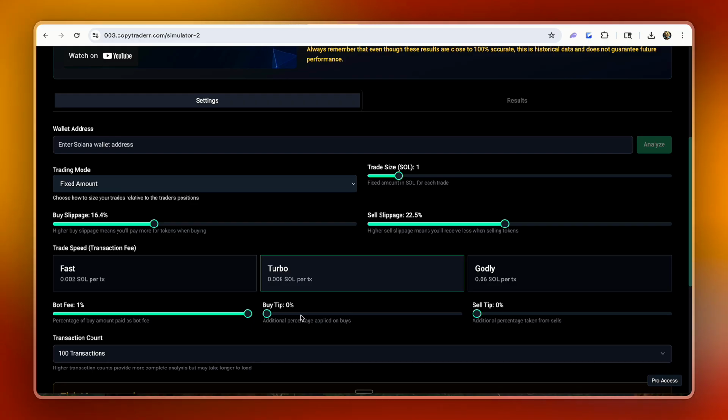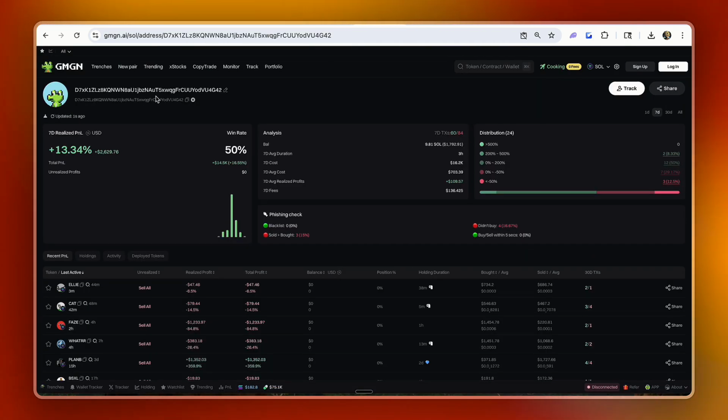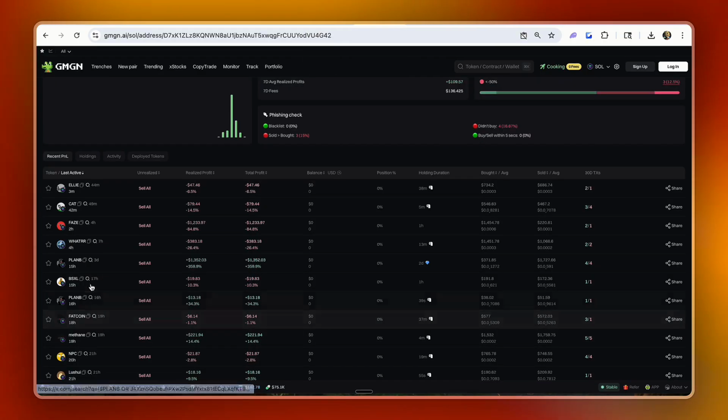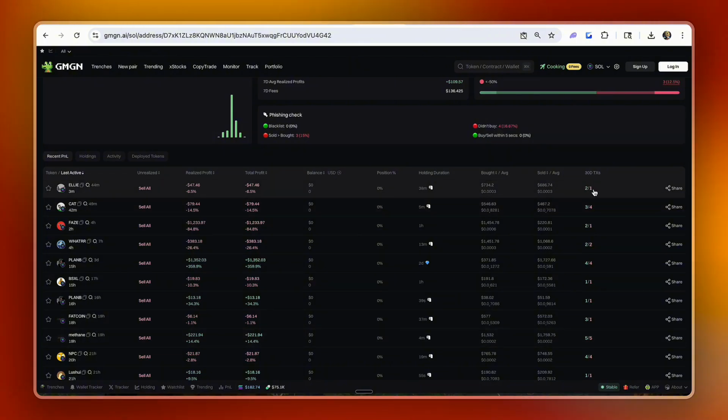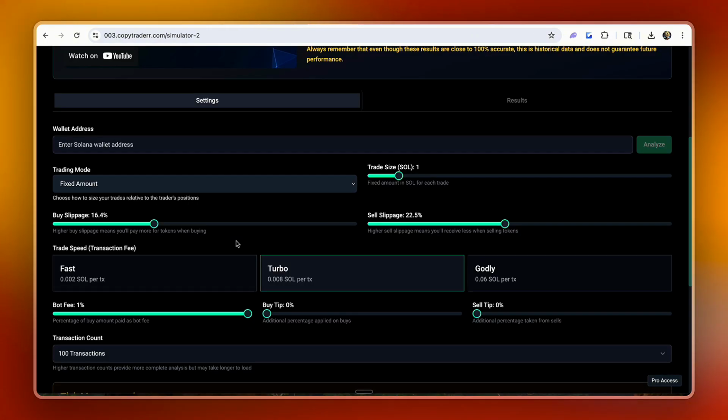This is as close to 100% accurate as you can get because we are calling an API for the real information from the blockchain. For example, with this first wallet that we were looking at before, we're calling the information from the blockchain and receiving it back. So we know exactly what price they bought and sold every token at. So we have the exact price data. So if they bought at $1 and sold it at $1.50, they made a 50% profit.